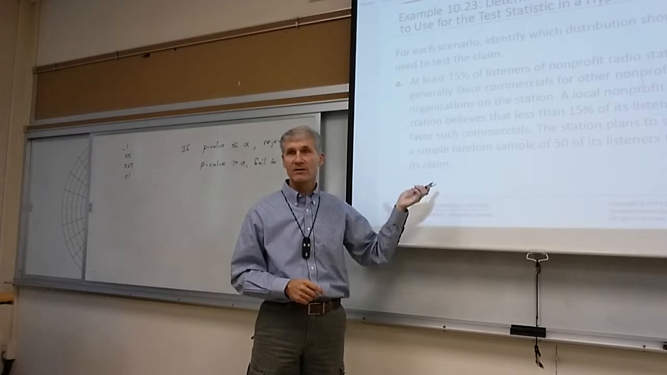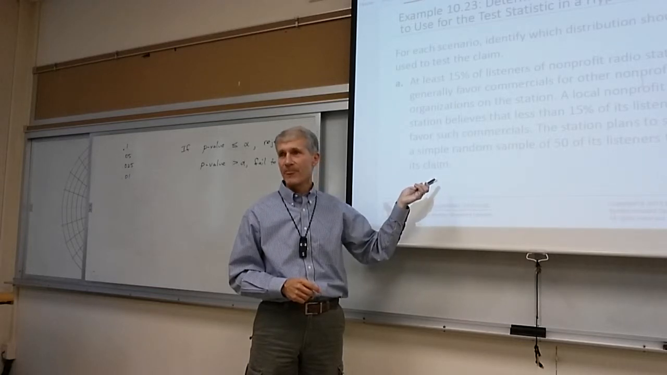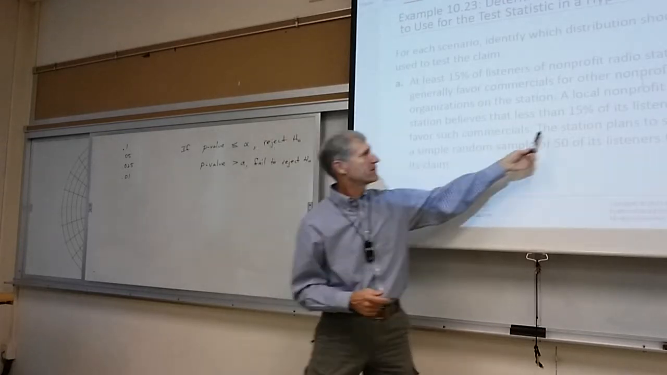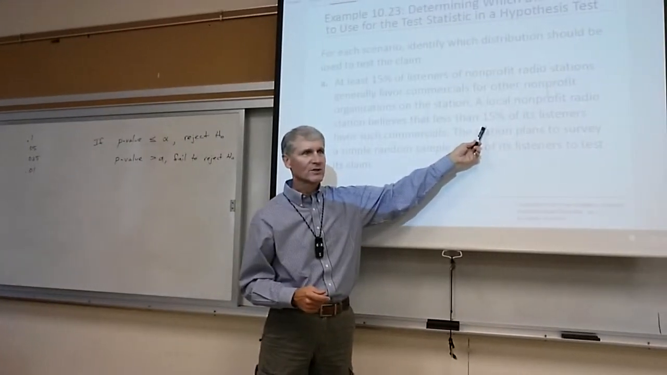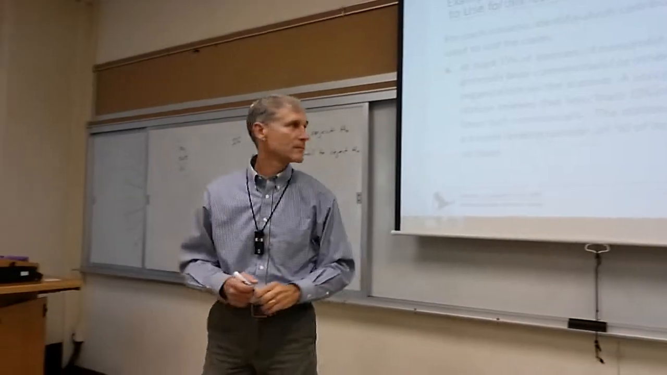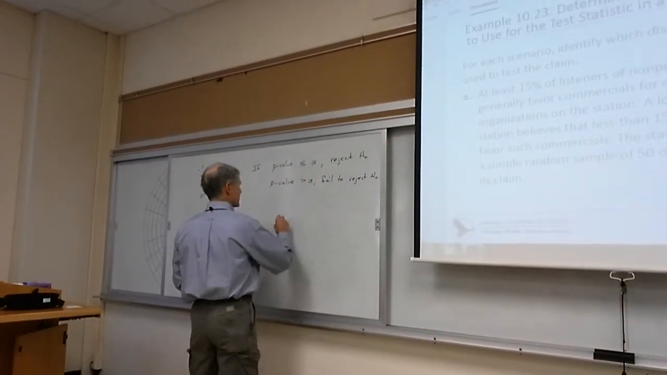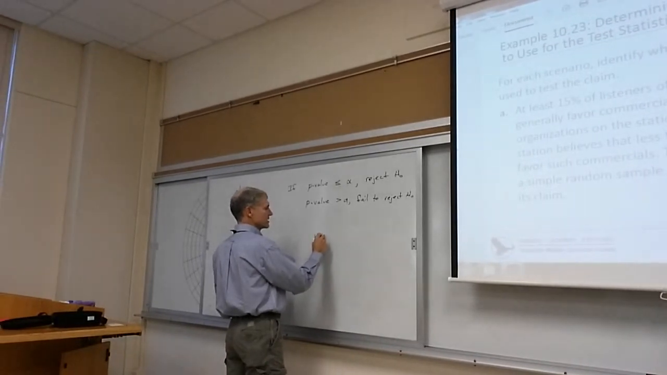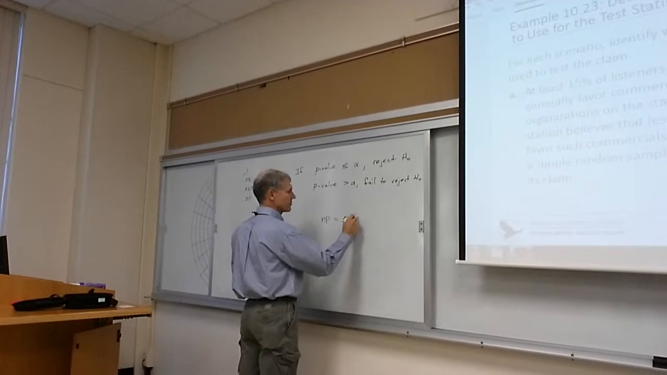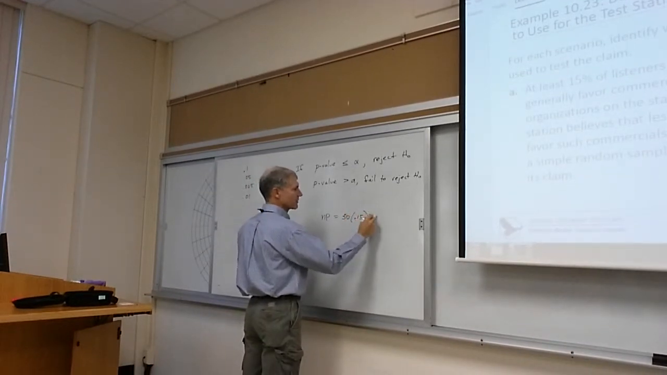What is it we have to check? 5 successes, 5 failures. Well, if it's 15%, what's 15% of 50? In other words, P times N equals 50 times 0.15. What is that number?